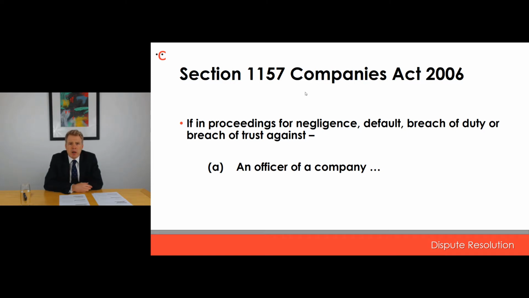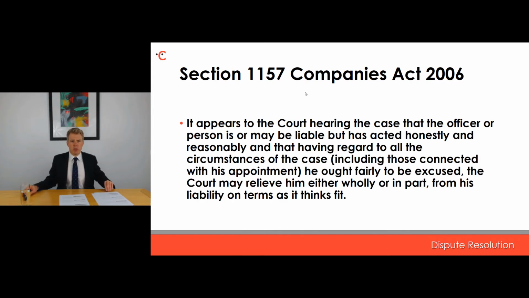If there is a claim against an officer of a company, against a director, for negligence, default, breach of duty, or breach of trust, well, at least a couple of the boxes there were ticked for the claim against Mr. Hunt, so this was engaged on its face. It appears to the court hearing the case that the officer or person is or may be liable, has acted honestly and reasonably, and in regard to his circumstances, he should be let off. So breaking it down, there's some primary liability potentially, but the director has acted honestly and reasonably, and that means that the director should be excused.